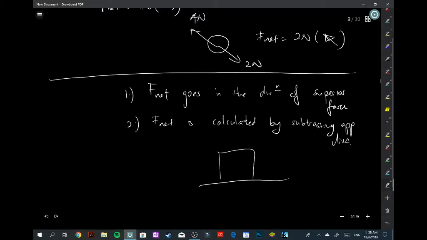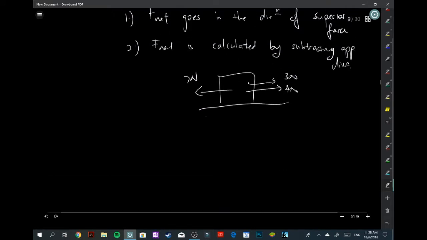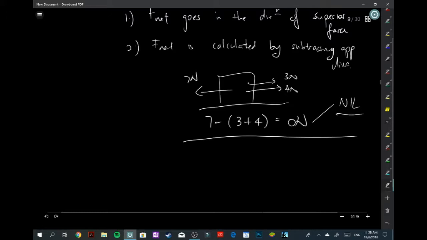Let's say I have 3 Newton here, 4 Newton here, and 7 Newton here. In this case, it will be 7 minus 3 plus 4, which is 0 Newton. So this object will remain at rest. Based on Newton's first law, it will not move. The F net is 0, so in this case F net equals 0 Newton.